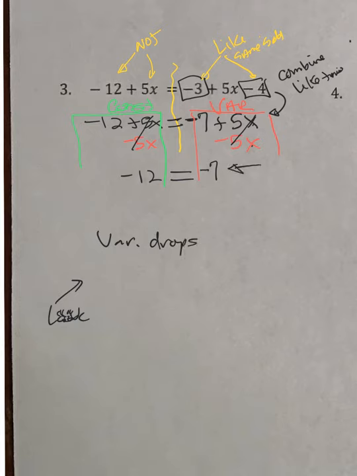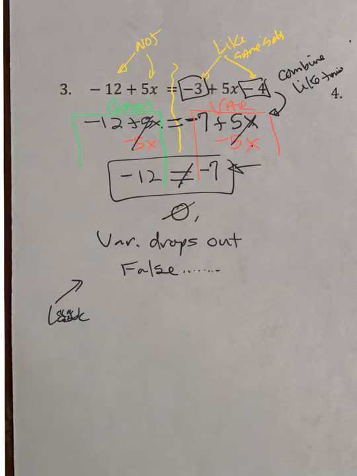there's no more variable. And you get a false statement, right? Negative 12 does not equal negative 7. That means no solution. That means there isn't any answer that's going to make that sentence true. So that's a no solution scenario. Remember, when you get a true statement, that means all real numbers, if the variable drops out.